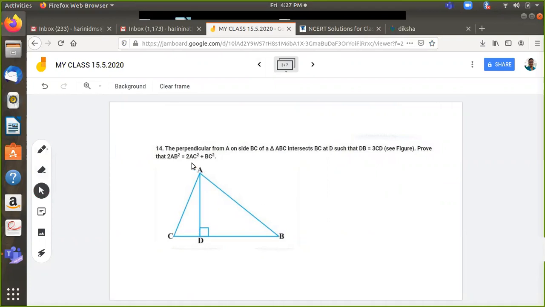But we'll first try to understand the problem. The perpendicular from A on side BC of triangle ABC intersects BC at D. So there is a perpendicular AD which intersects the base BC at D. And it is given that this segment BD is 3 times CD. So BD is 3 times CD. Prove that 2 times AB square is equal to 2 times AC square plus BC square. So I have to prove this.